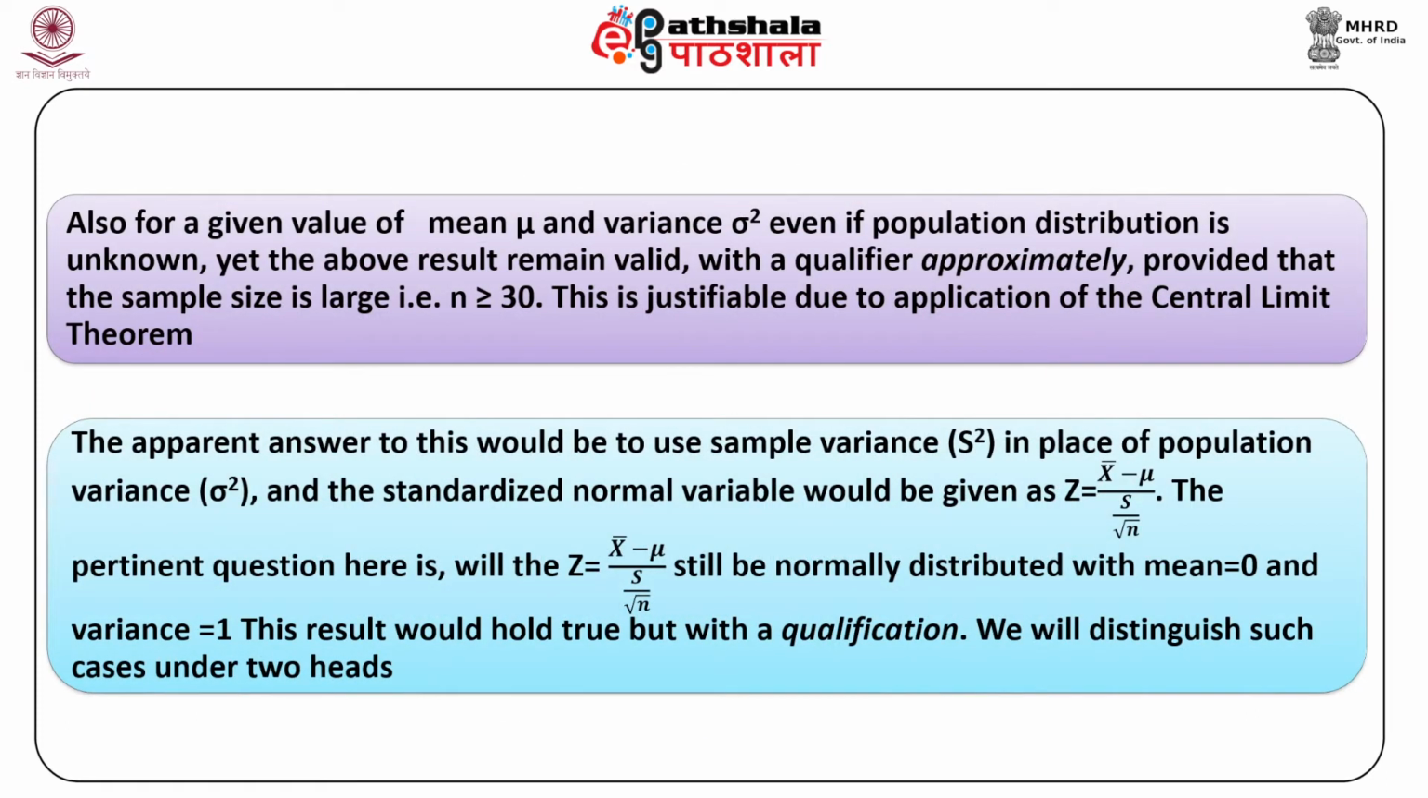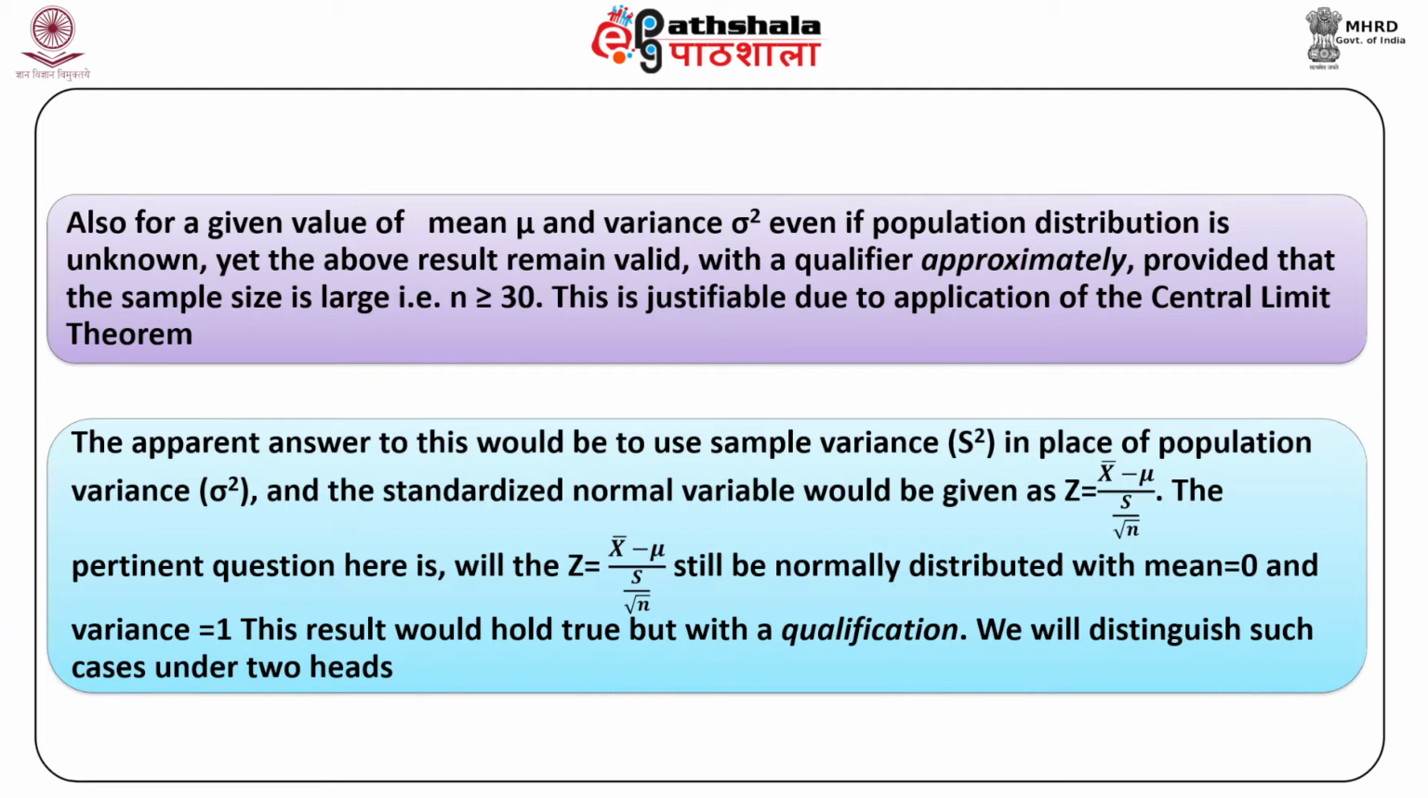We have also seen that for a given value of mean mu and variance sigma square, even if the population distribution is unknown, the above result remains valid, with a qualifier, approximately, provided that the sample size is large, that is n is greater than or equal to 30. This is justifiable due to the application of the central limit theorem. However, very often we come across cases where the population variance sigma square is unknown. Practically speaking, sigma is rarely known.